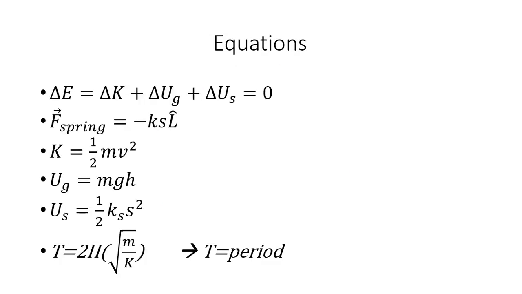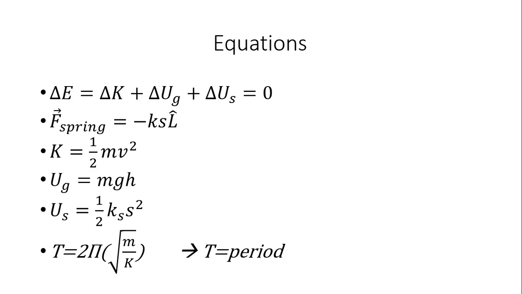Some important equations we'll need to know for this lab are as follows. The change in total energy, or delta E, is equal to the change in kinetic energy plus the change in gravitational potential energy and the change in spring potential energy. Since all three of these objects are included in our system, we know that delta E, or the total change in energy between the system and the surroundings, will be 0.